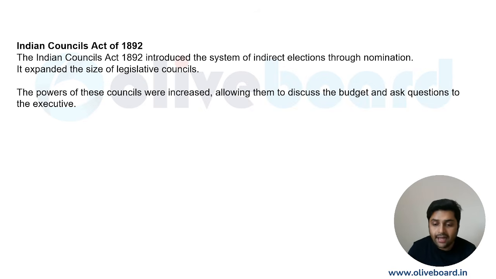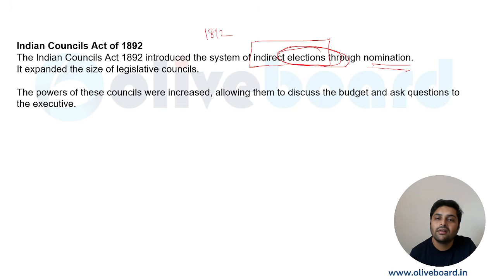Then came an act of 1892. Now, what is there? It introduced the system of indirect elections through nomination. Do you see the word elections here? This is one of the most important parts of this. Democracy is nothing without this. So whenever you're studying the history of the constitution, you should know which act made indirect elections. So it was the Act of 1892, super important.